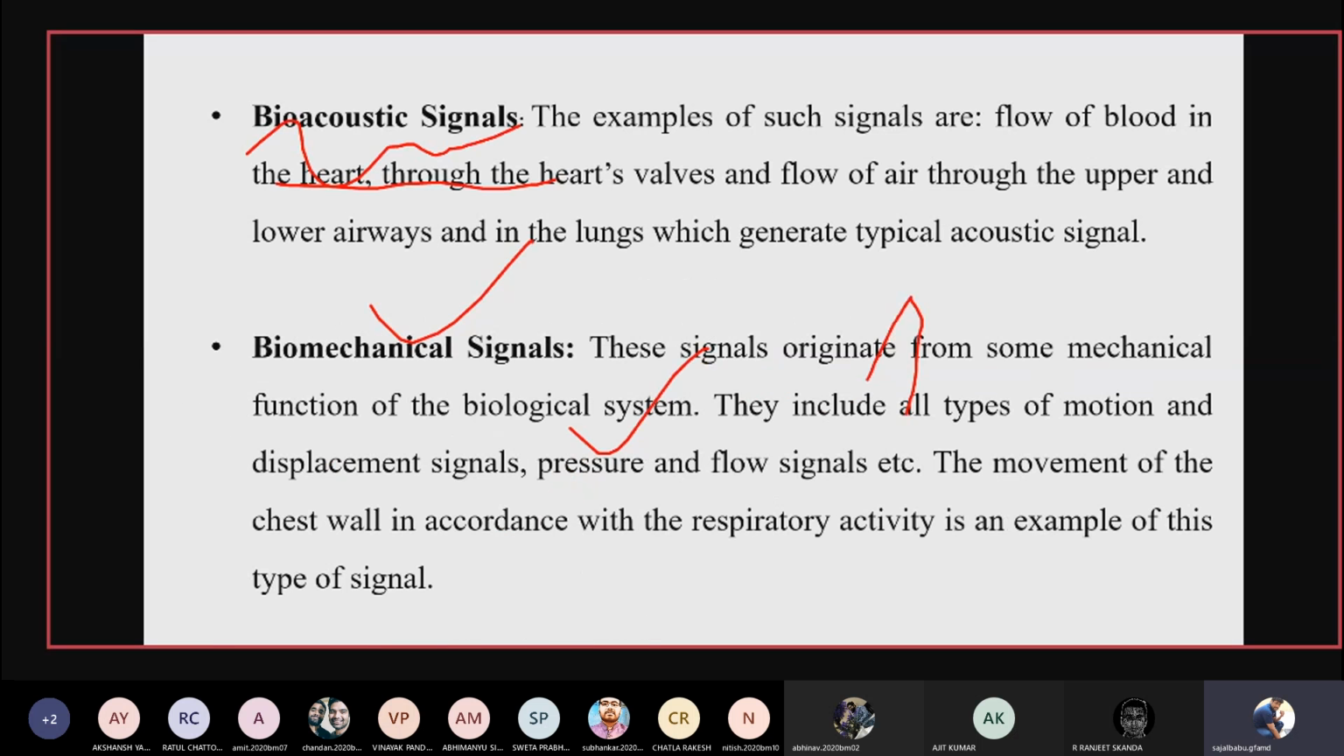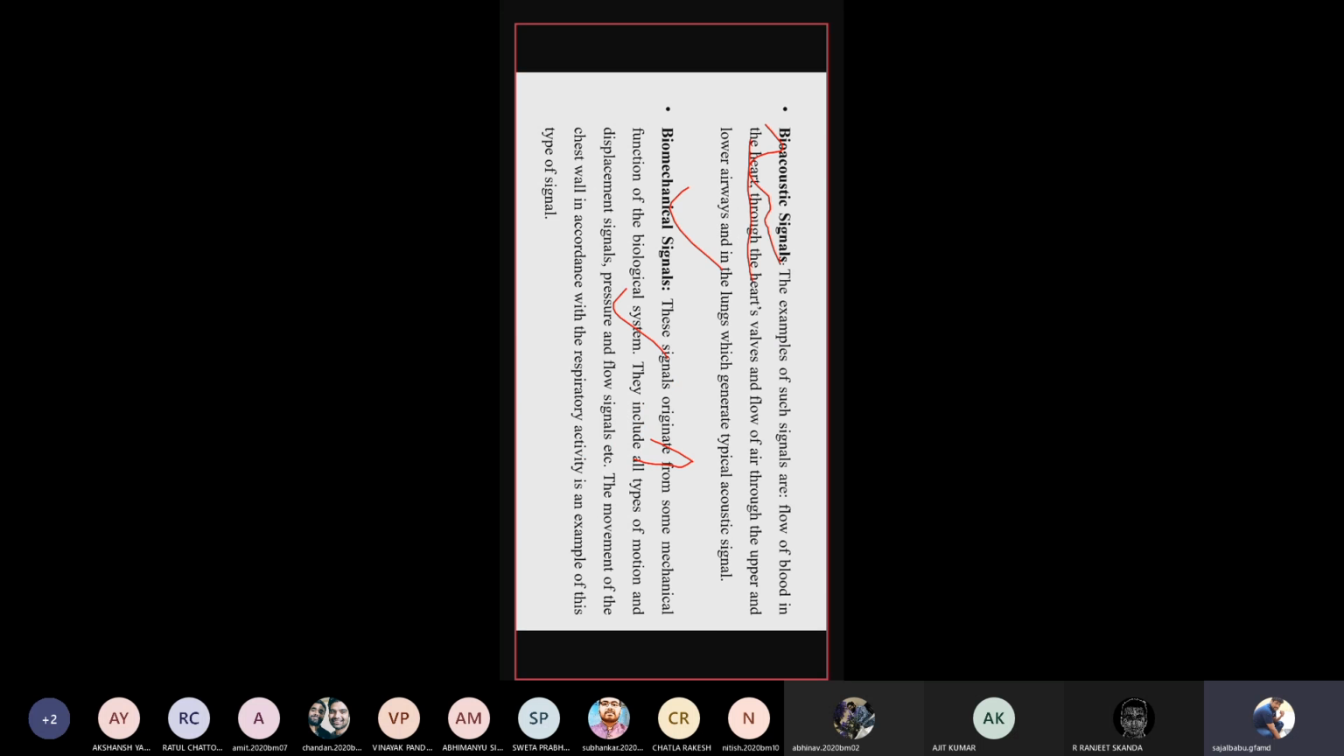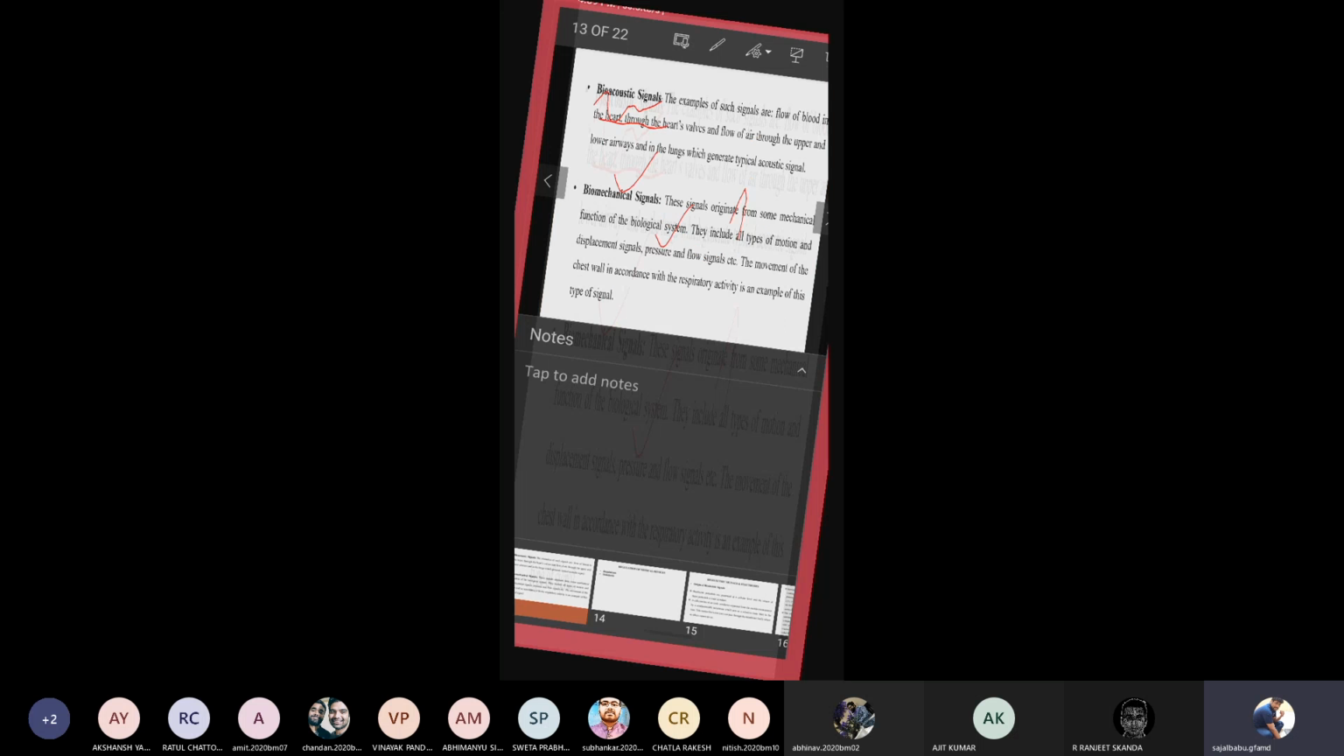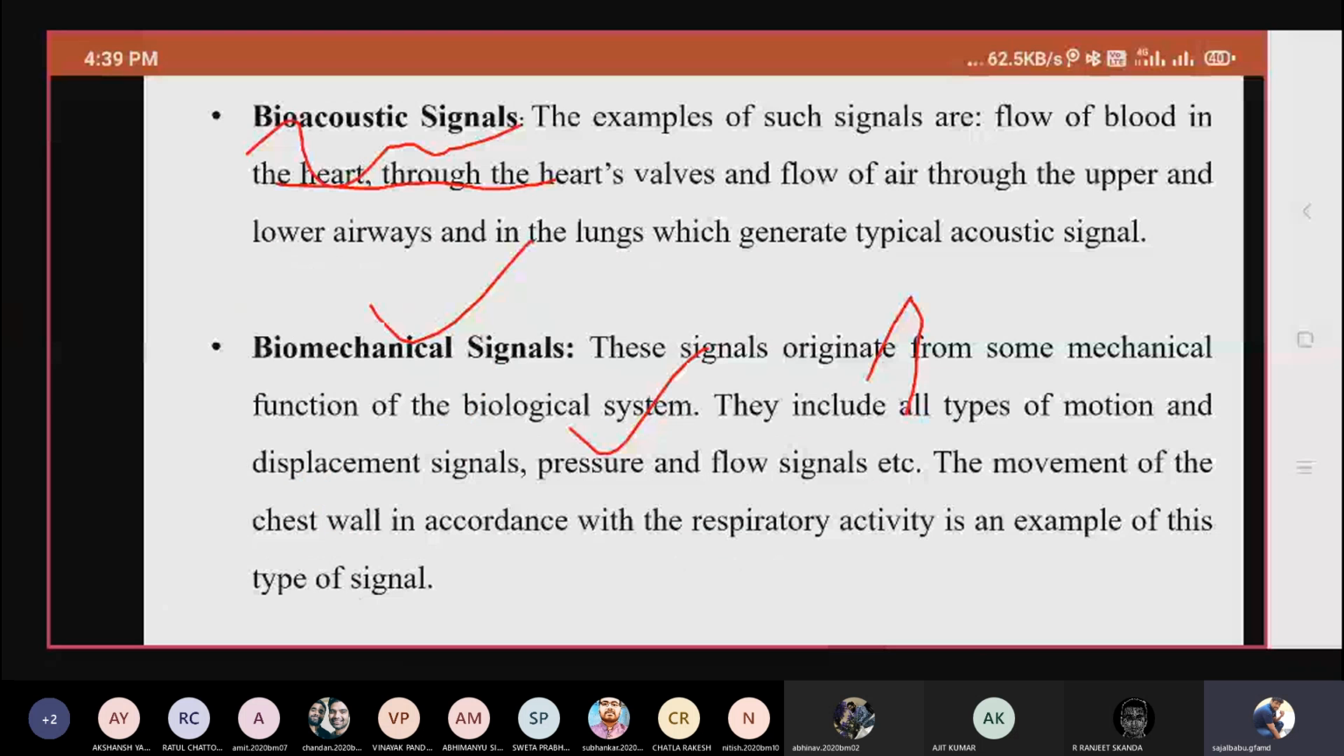bioacoustic signal. Whenever you are coming into the bioacoustic signal, that means whatever the sound signals, that means whenever your heart valves open and close, you may get the sound. Or whenever the air passes through our upper and lower airways, you may get the sound. So these signals are your bioacoustic signals.